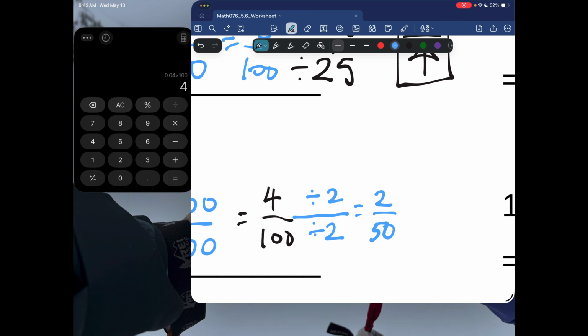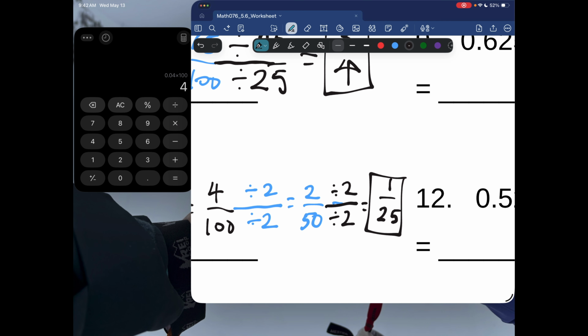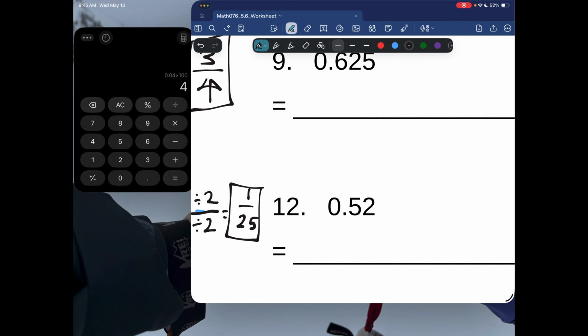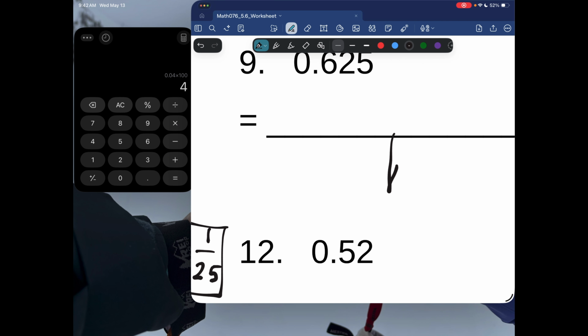Not quite there yet because these are both even. So I am once again going to divide numerator and denominator by 2. 2 divided by 2 is 1. 50 divided by 2 is 25. 1/25. Okay. Oh, I skipped number 9. We'll come back. We'll do number 9, and then we'll do number 12.